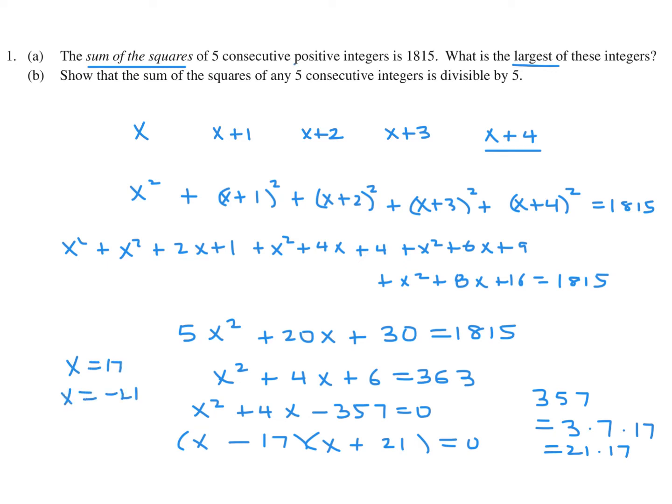Now, they want positive, so obviously we're going to go with the positive one. So we're going to go with this one. And therefore, our x plus 4 would be 17 plus 4, which is 21.